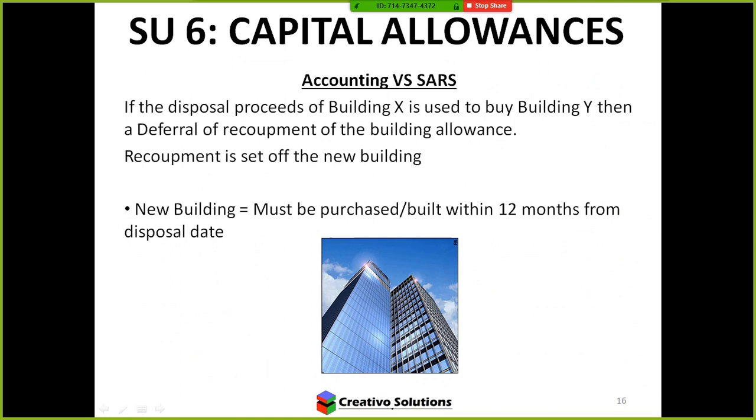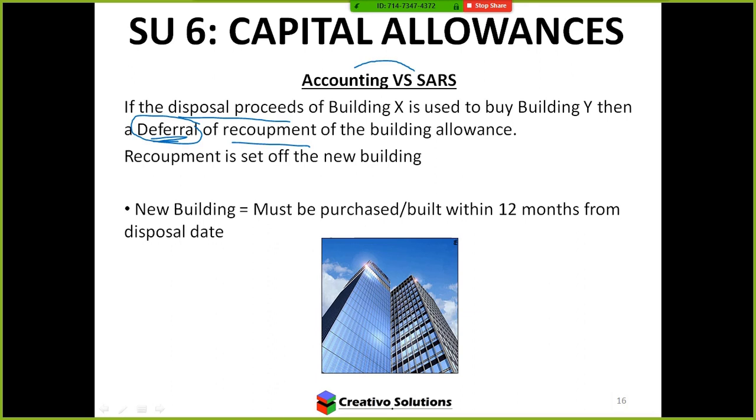Then I've just ended here with some notes to consider the differences, accounting versus SARS. If the disposal proceeds of the building is used to buy building Y, then there is a deferral of the recoupment. What does the word deferral mean? Do you know?